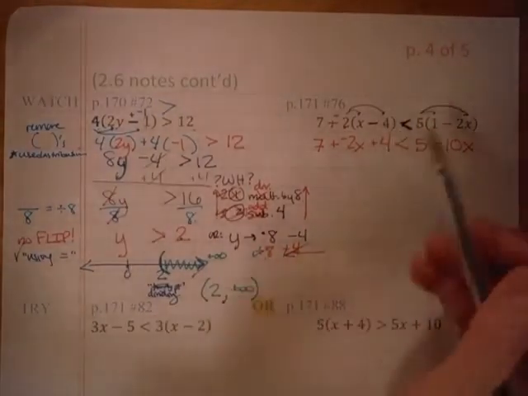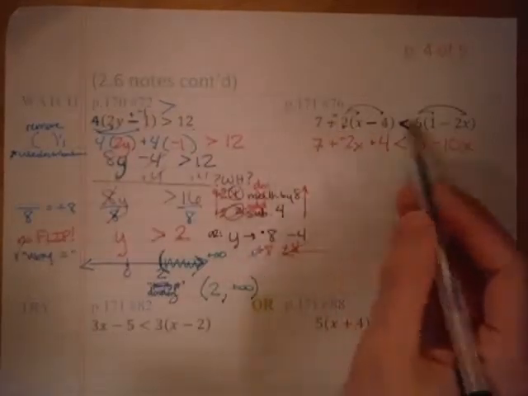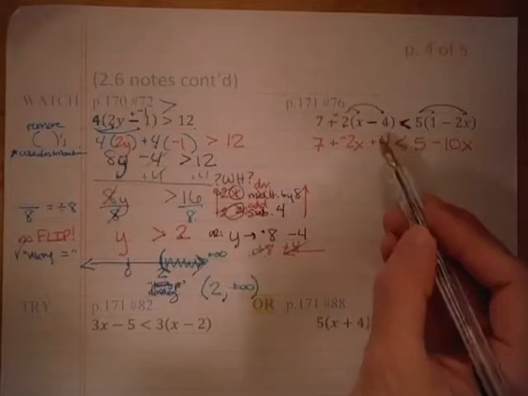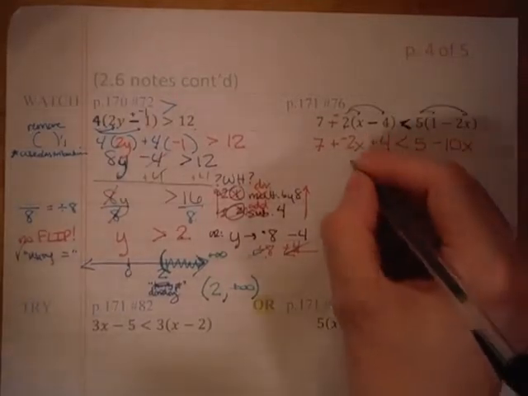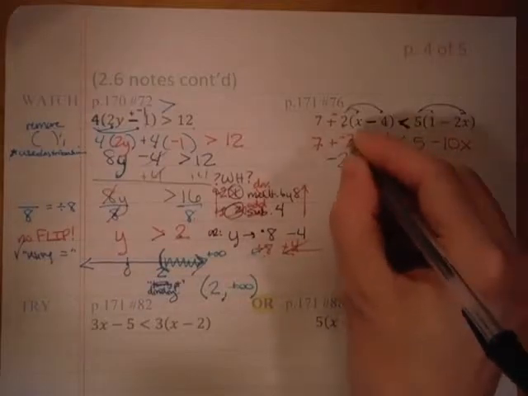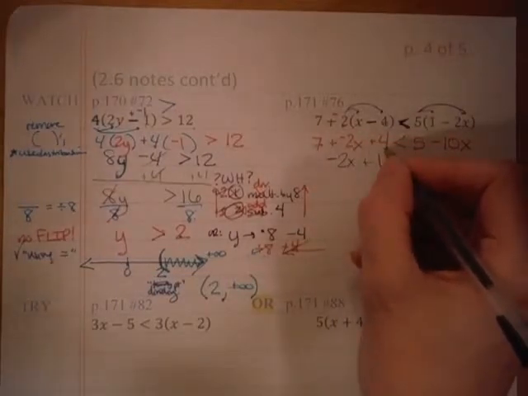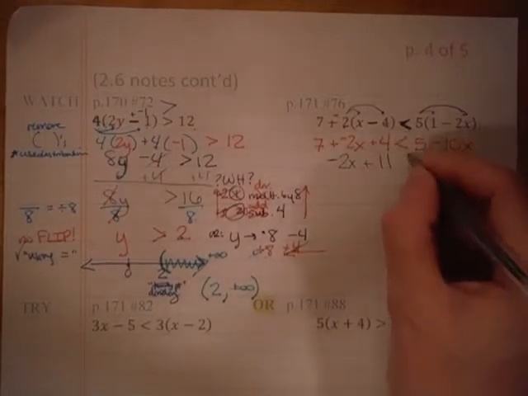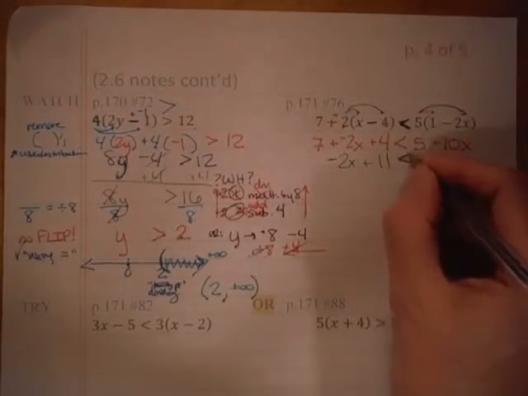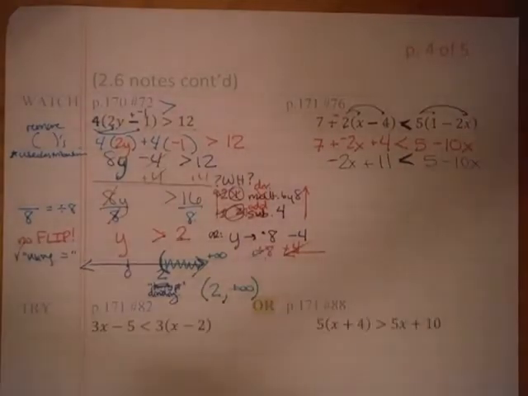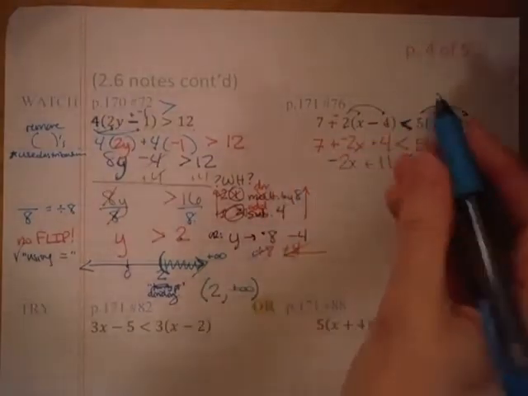Okay. Now I'm looking to see if there are any like terms to combine. I took care of parentheses, now like terms. On the left side, indeed, we've got 7 and 4, and I've got a negative 2x. So I'm just going to say negative 2x plus 11. I kept the negative sign with the 2x. I combined the 7 and 4 and got plus 11. So that's just doing our chapter 1 abilities. Less than 5 minus 10x. Nothing changed. There were no like terms on the right side.